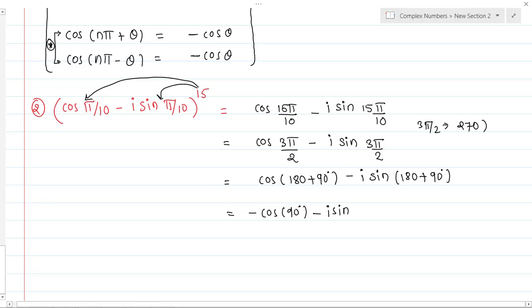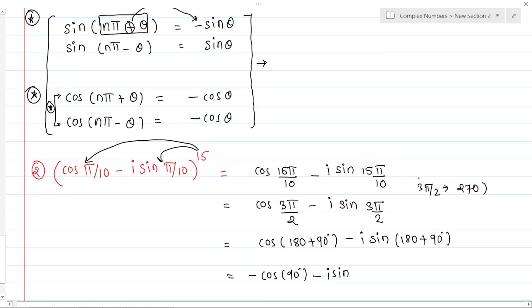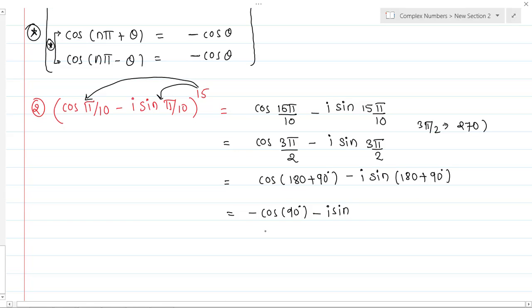Okay, this time you just remember this box. As time goes, we will cover other formulas. So sin of 180 plus 90 degree is equal to minus sin theta, which is nothing but minus minus plus sin of 90 degree. What is cos 90? Cos 90 is 0, so it's a plus, sin 90 is 1, so it is equal to i.